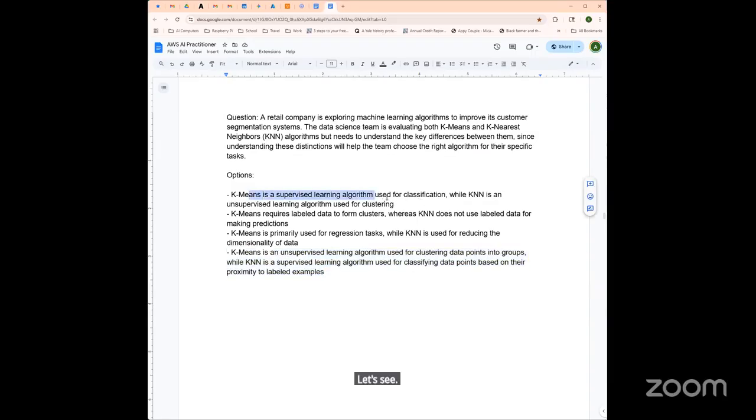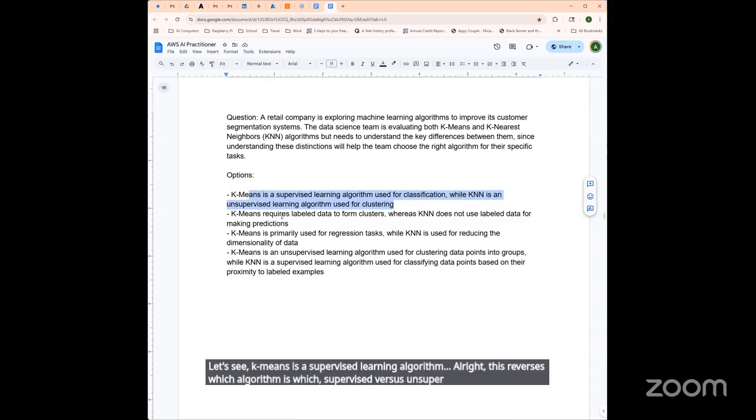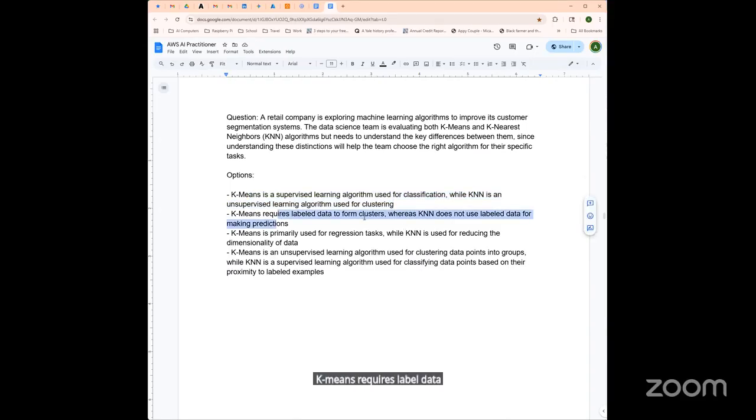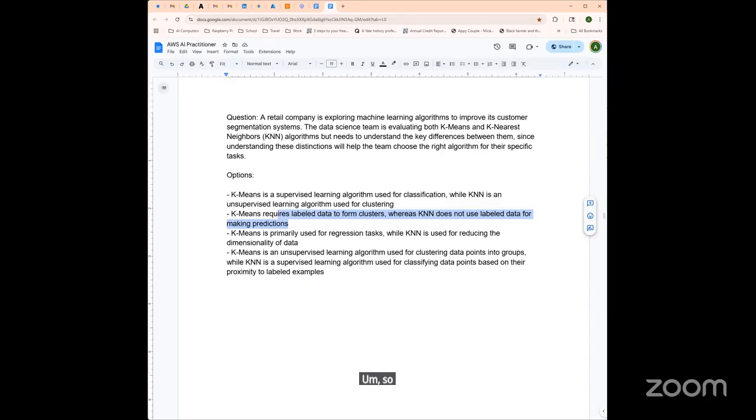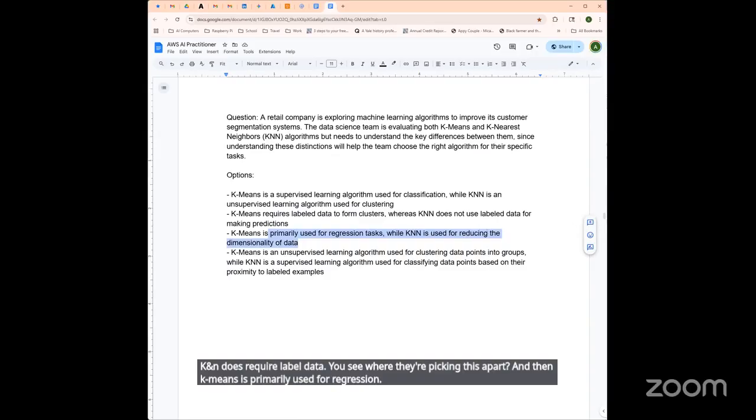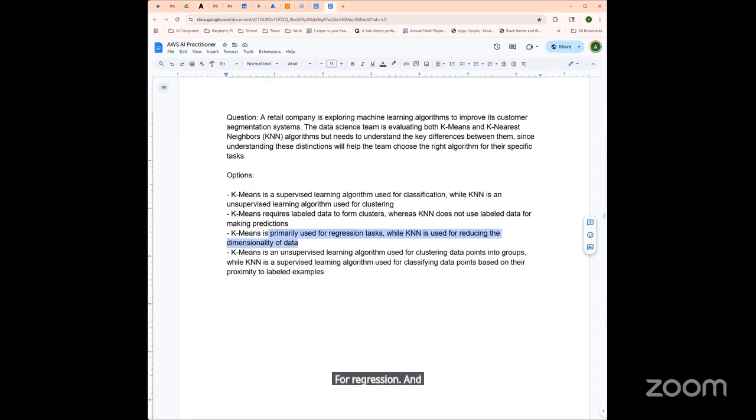K-means is a supervised learning algorithm. This reverses which algorithm is which, supervised versus unsupervised. K-means requires labeled data to perform clustering, while KNN does not use labeled data. K-means doesn't require labeled data, KNN does require labeled data. You see where they're picking this apart? And then K-means is primarily used for regression, while KNN is used for reducing dimensionality. K-means is not for regression, and KNN is not for dimensionality reduction.